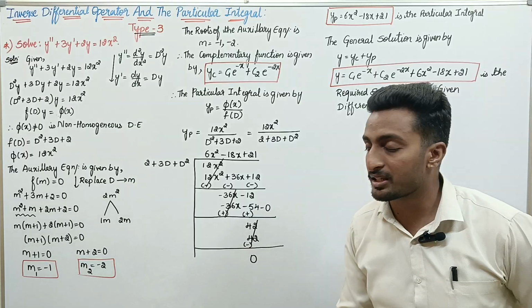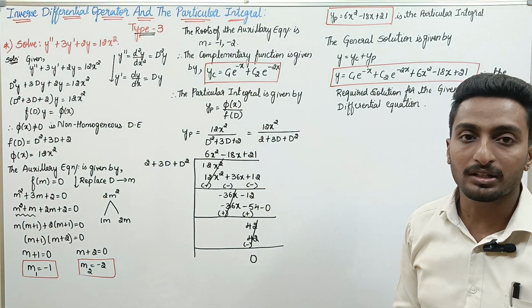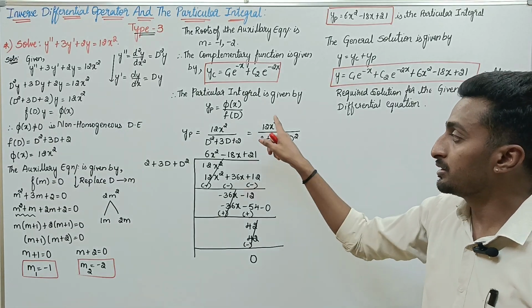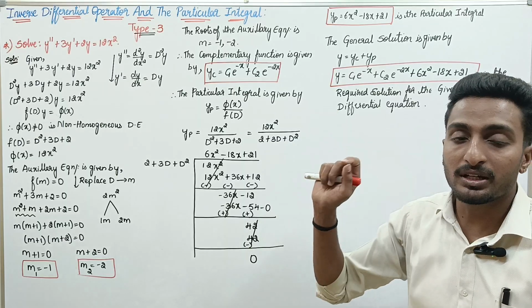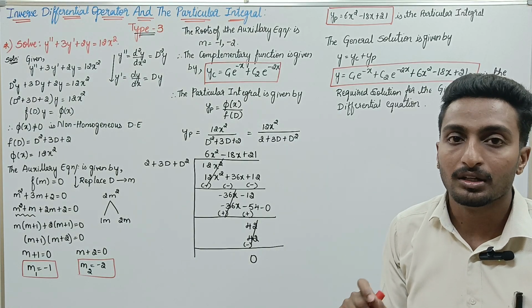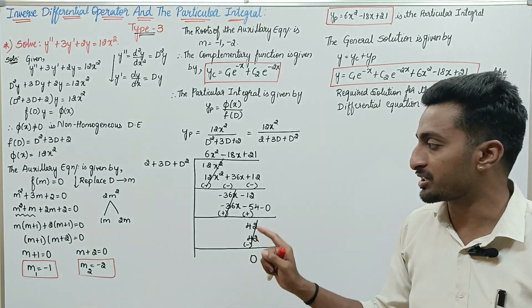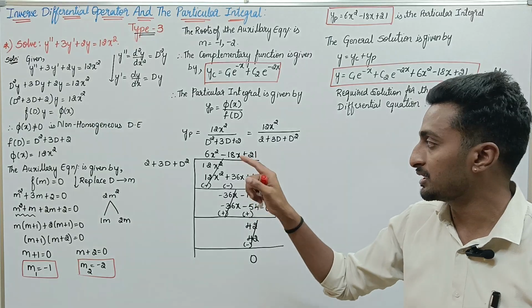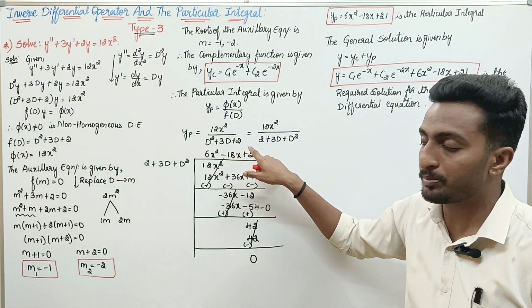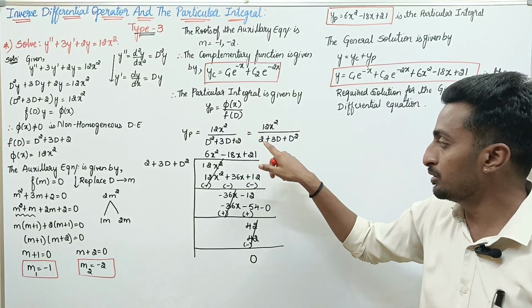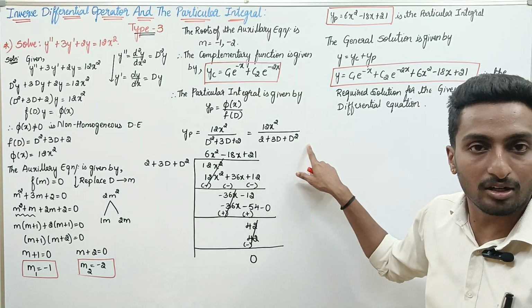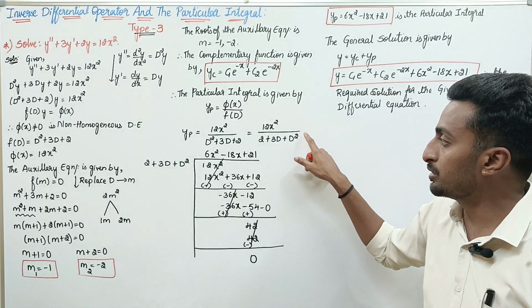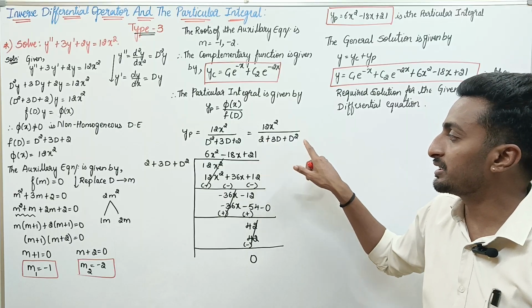Then the particular integral is given by yp equal to phi of x divided by f of D. What is our phi of x? 12x square. Always remember, the numerator should be starting from higher order polynomial. Since we have D square plus 3D plus 2, we rearrange it into constant, first order derivative, second order derivative. We are going to divide 12x square by 2 plus 3D plus D square.